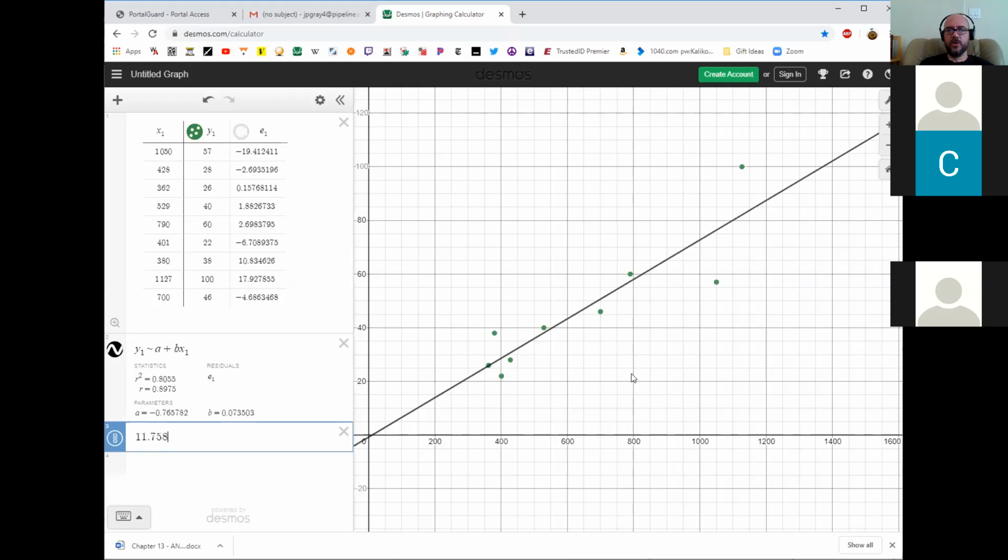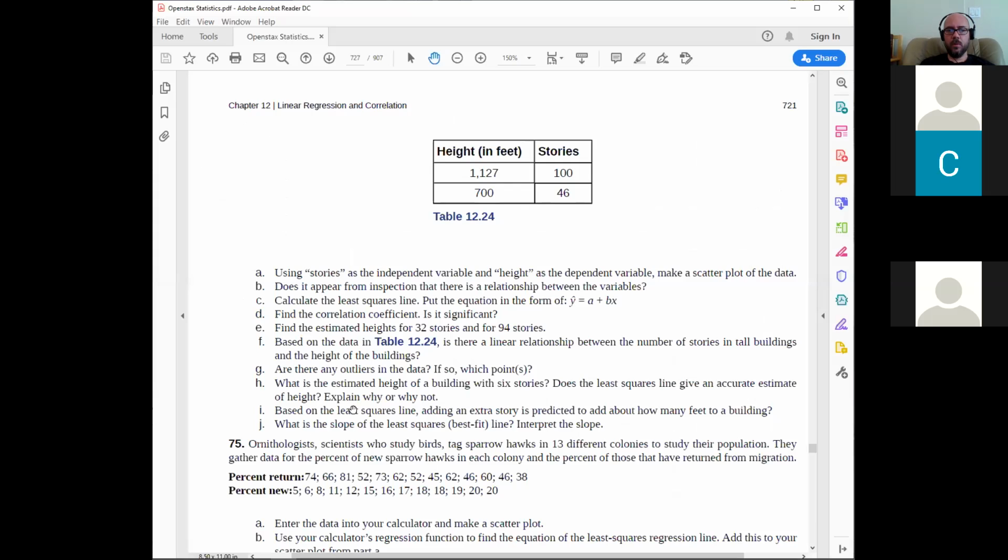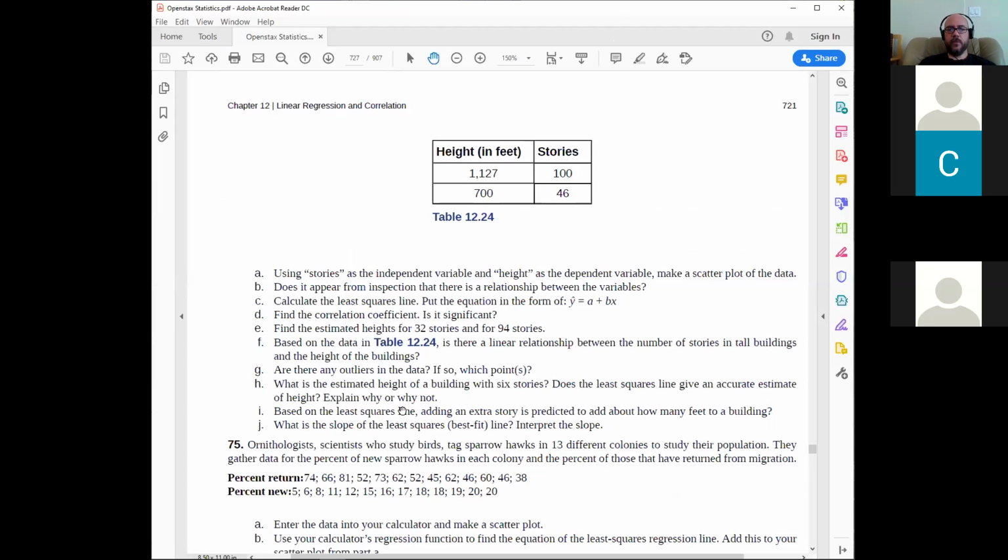Yeah, that's what the question is really asking. So here we just answer that: if X increases by 1, Y increases by 11.758. Now, they're asking it in a way that I really like, a real-world interpretation. If one story is added, the height would change by 11.758. So the height would change by the slope, on average.